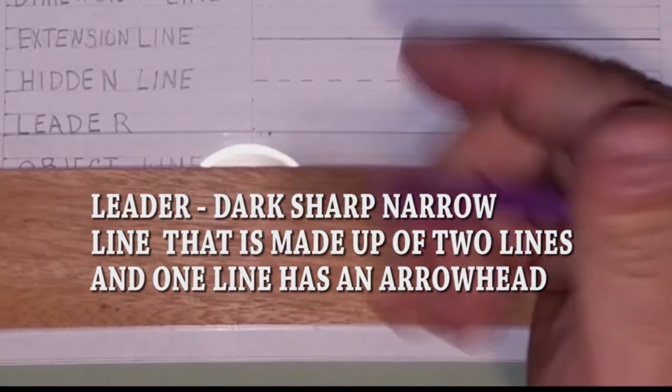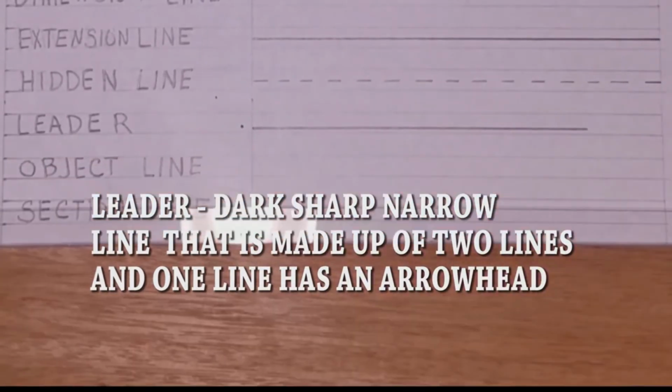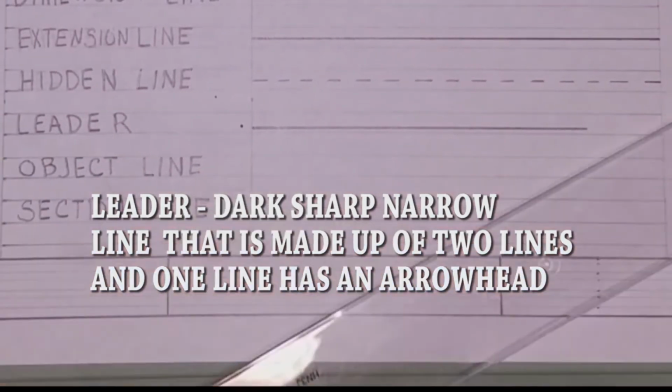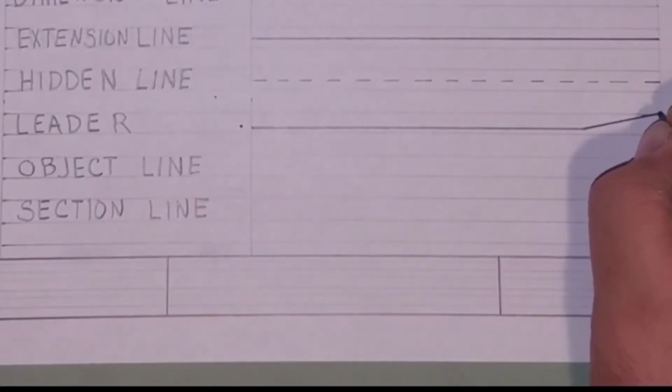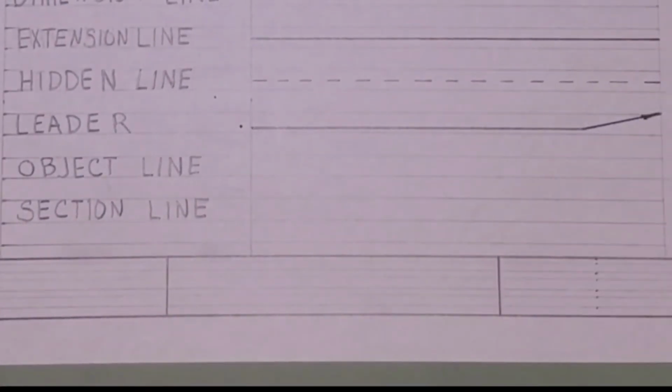A leader line is going to be a dark, sharp line that is made up of two lines, and one of those lines has an arrowhead on it. You're going to notice I'm going to draw a line closer to the bottom of my drawing area. It's going to be about 3/4 of the length of that available area. And then I'm going to draw a line at a random angle. That random angle is then going to receive an arrowhead. Remember, an arrowhead is 3/16 of an inch long and about 1/16 of an inch wide. As you can see here, you'll see a nice long, narrow arrowhead there. I darken it in just a little bit so you can see it better on the screen.